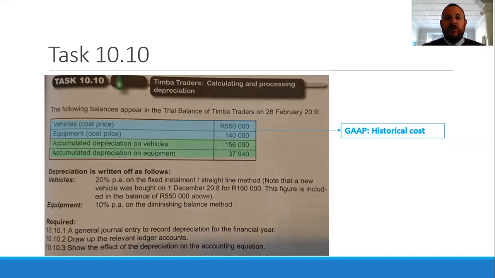And then you'll note as well that the amounts were given to us here. The accumulated depreciation amount for vehicles was given, and also the accumulated depreciation on equipment was given to us, 37,940. That equipment accumulated depreciation amount, okay, is the one that we're going to need in this exercise, because you'll see depreciation on vehicles is done with the straight line method or fixed installment method, and the equipment is the diminishing balance method. So you'll see that 37,940 Rand you will need when you calculate the depreciation for equipment.